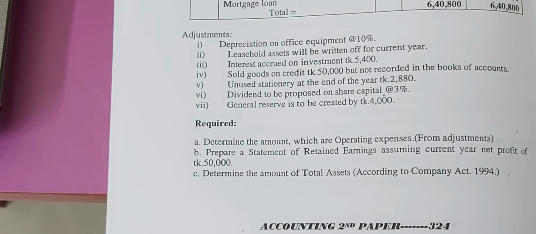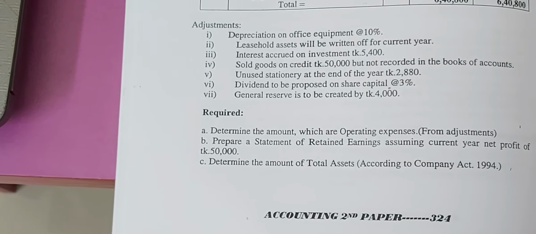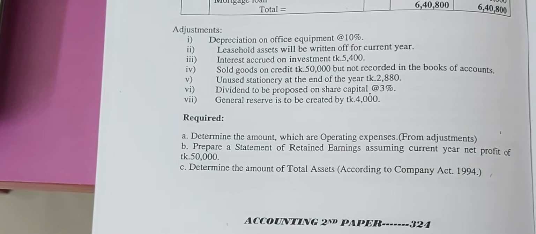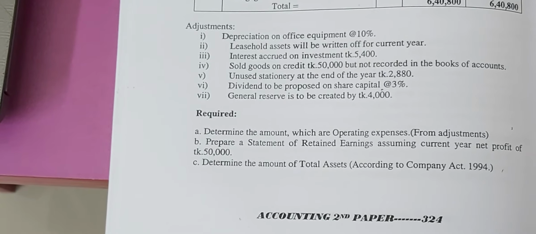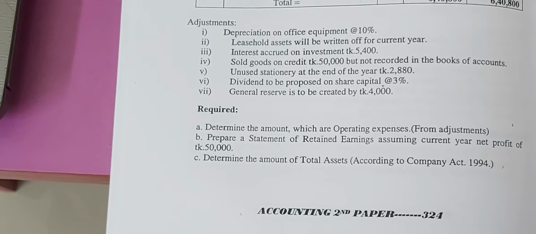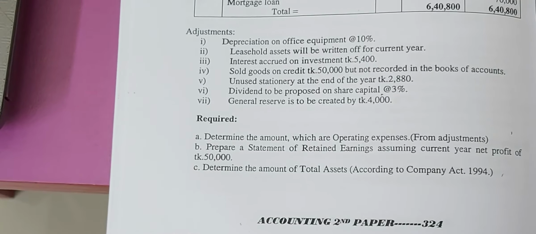Dear students, now I am reading the adjustment items. Number 1, depreciation on office equipment. Second one, leasehold assets will be written off for current year. Third one, interest accrued on investment 5,400. Adjustment number 4, sold goods on credit taka 50,000 but not recorded in the books of accounts. Number 5, unused stationery at the end of the year taka 2,880. Number 6, dividend to be proposed on share capital at the rate of 3%. Number 7, general reserve is to be created by taka 4,000.